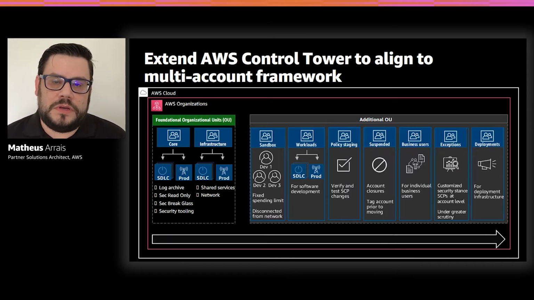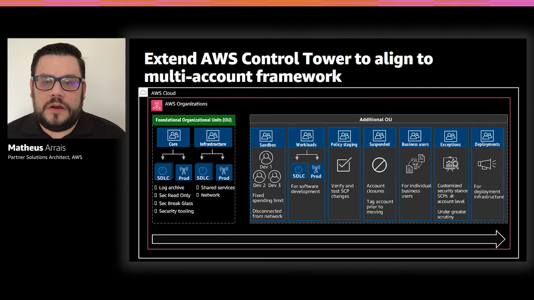In Infrastructure, you can have shared service accounts or network accounts to centralize the connection between AWS and your on-premises environment. Okay? Of course, you have additional OUs to align with the needs that your builders and your workloads have, and that's totally fine, and you can see on this framework that it is totally possible.